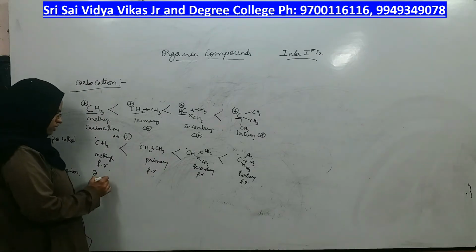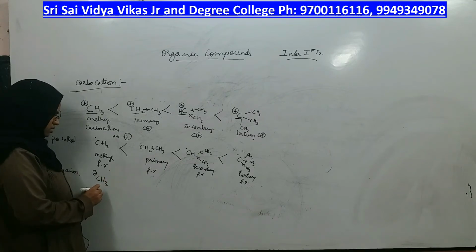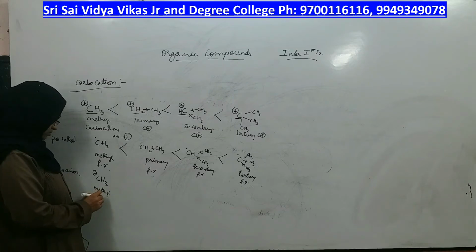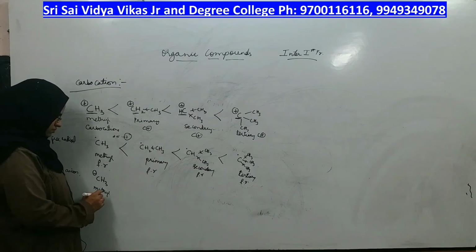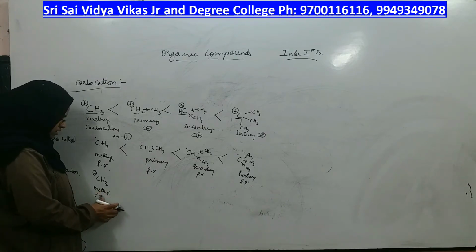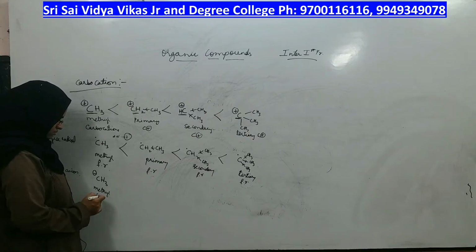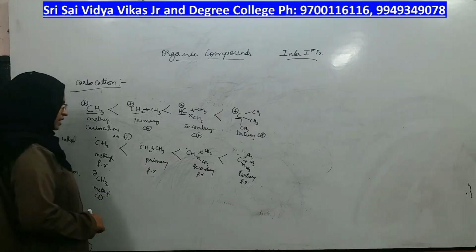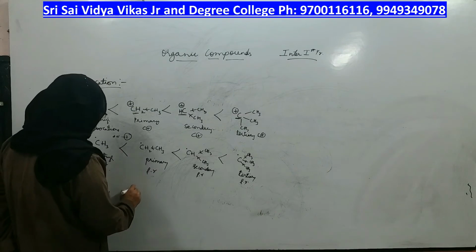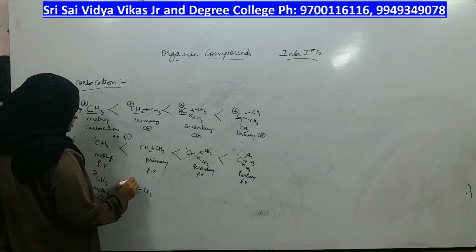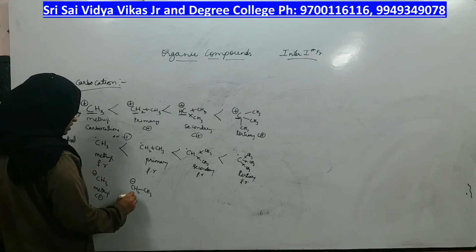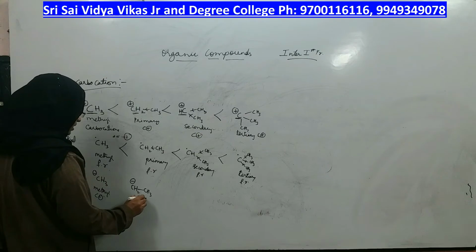So out of the 3 bonds, if all the 3 are hydrogen, it is called a methyl carbanion. Next is, out of the 3 bonds, if 2 are hydrogens only and 1 is carbon, that carbanion is called a primary carbanion.